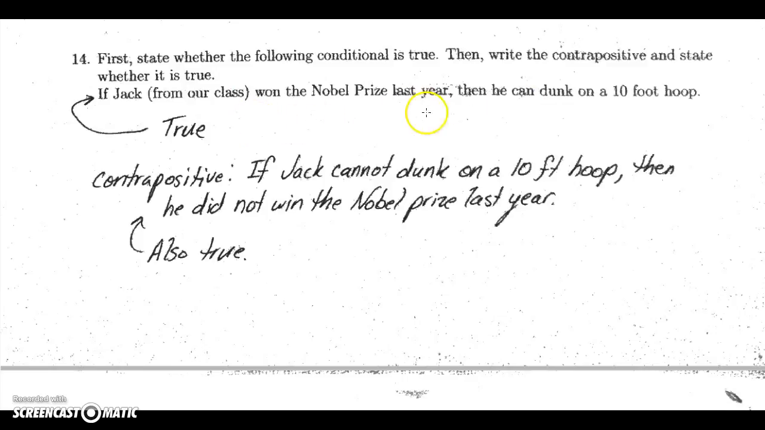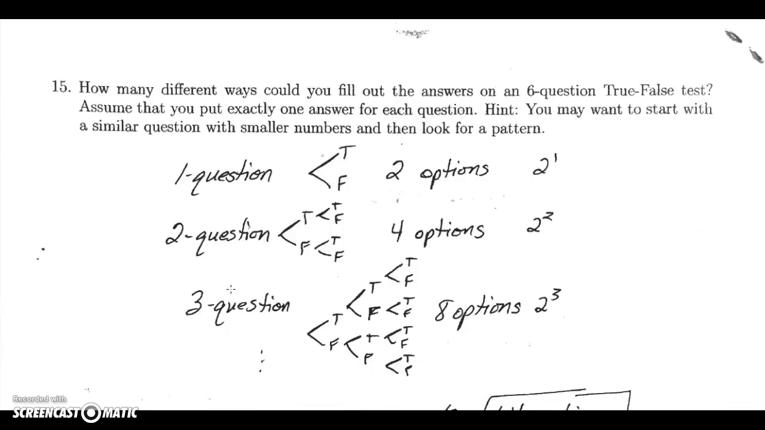The contrapositive, we have to switch the order and negate both sides. So we're switching the dunk to the beginning and changing it to not. Same thing with the Nobel Prize. And this is also true because the truth value of an original conditional statement and a contrapositive is always the same. If this would have been false, this also would have been false.